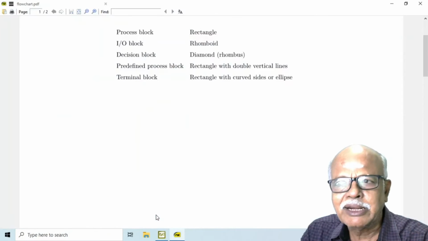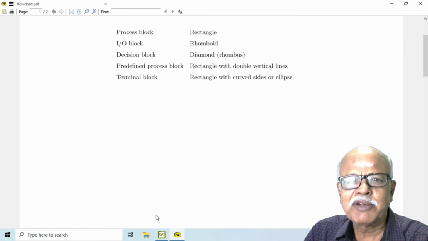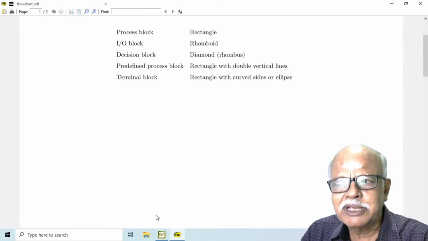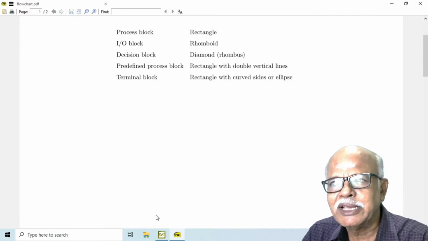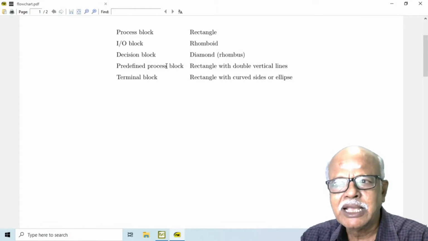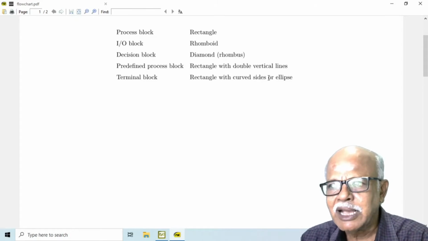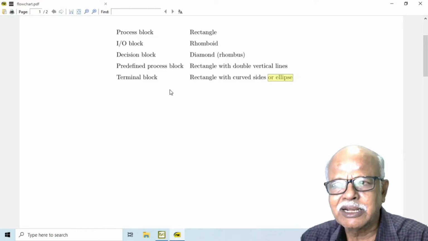Now, when we attempt to draw a flowchart, we come across a number of blocks. One of them is the process block. Usually it is in the form of a rectangle. The input-output block is in the form of a rhombus. And then the decision block is like a diamond. The predefined process block is usually a rectangle with double vertical lines. The terminal block can be a rectangle with curved sides or an ellipse.